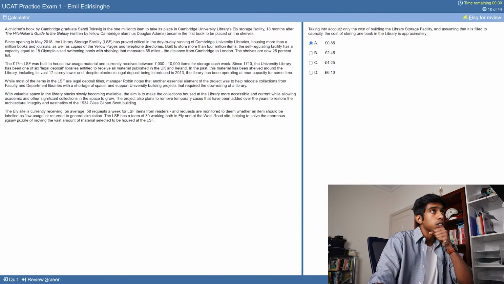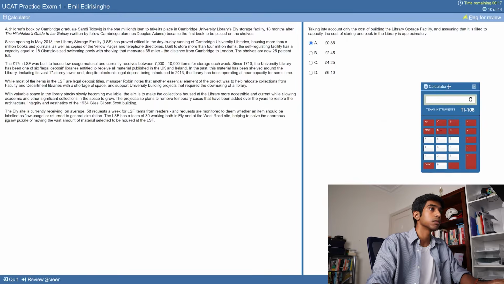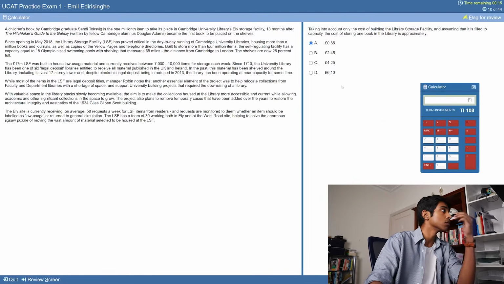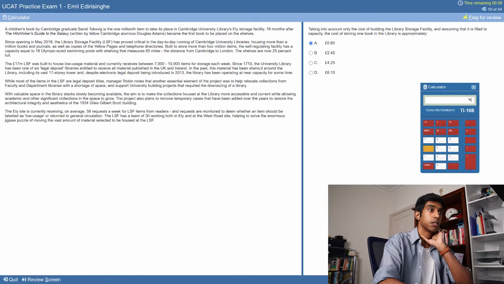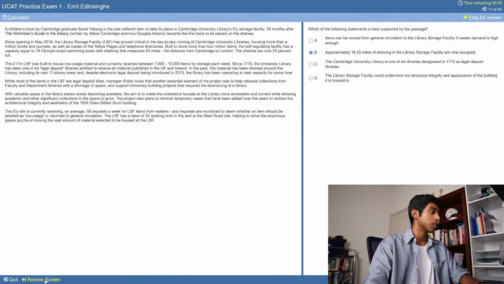Taking into account only the cost of building the library storage facility, assuming its filter capacity, the cost of storing one book is approximately... okay, so filter capacity, so 17 million. What's the capacity? It's built to store more than 4 million items, so divide by 4. £4.25. All right, we're done.